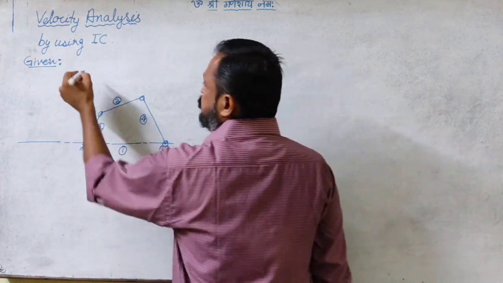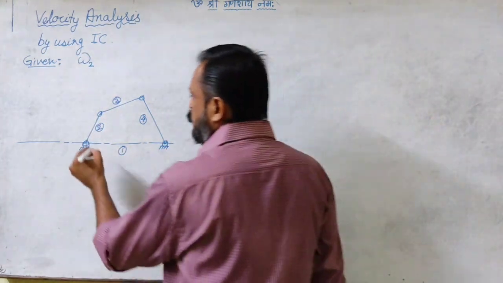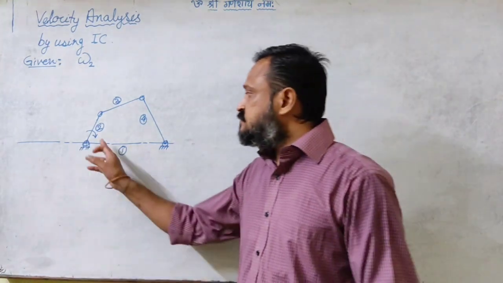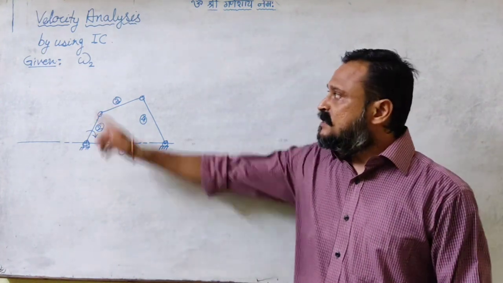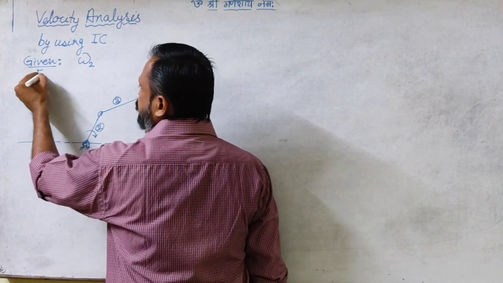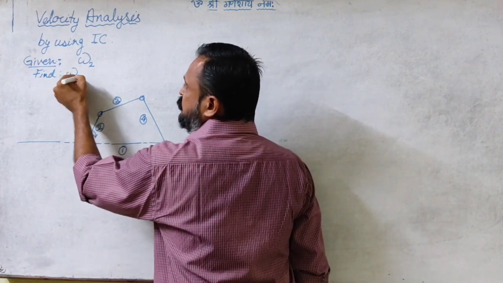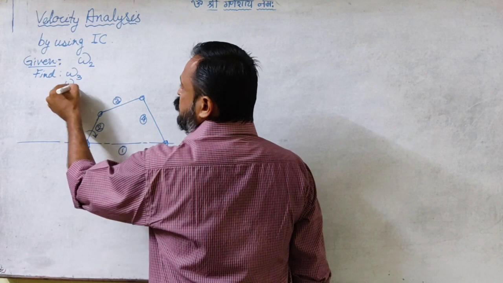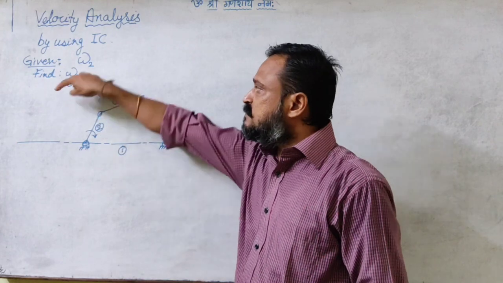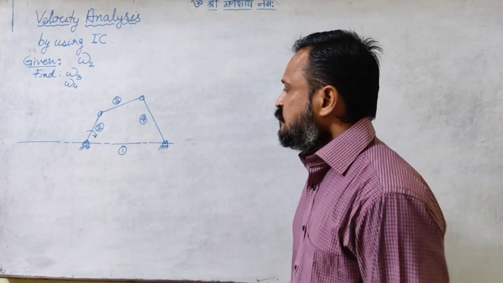Say we are provided with, let us say, the angular velocity of link number 2, which is omega 2. So maybe say this is turning in this fashion, and this is the input link, and the angular velocity of this link is given to us, and we have to determine the velocity of link number 3 and link number 4. So these are the two unknowns which we have to determine: the angular velocity of link number 3 and the angular velocity of link number 4.